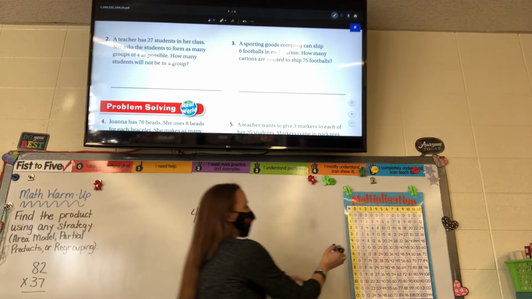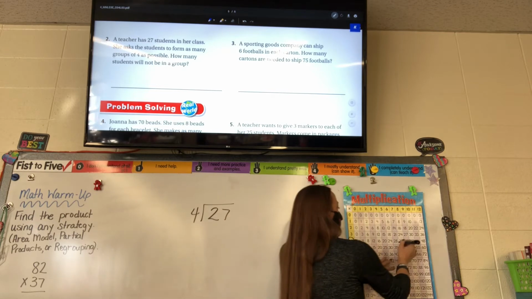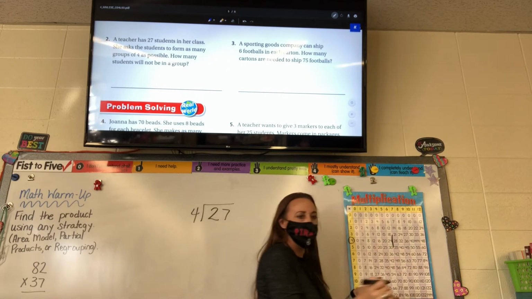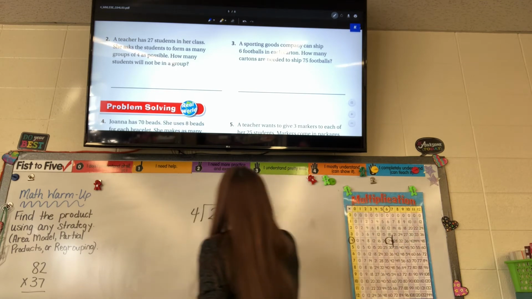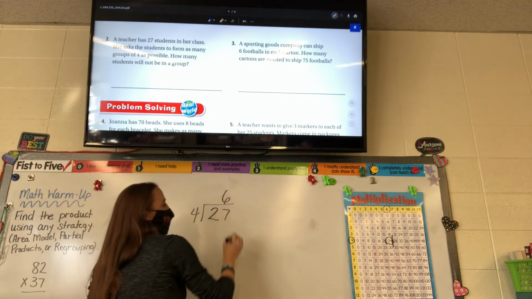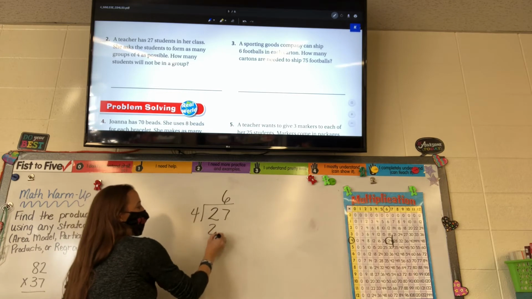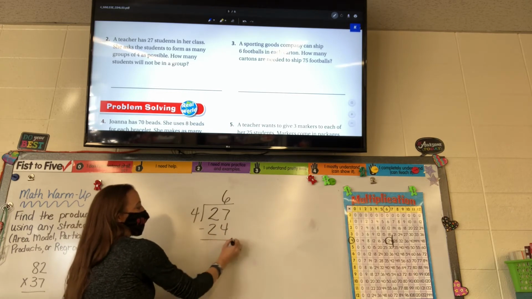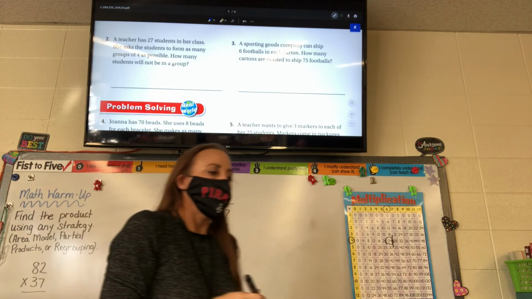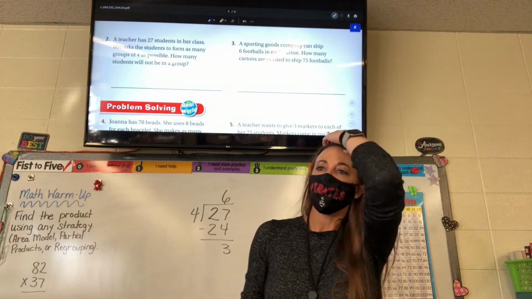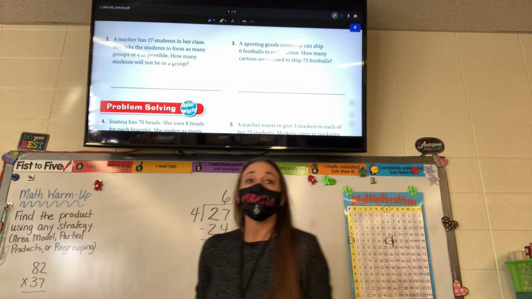So we're going to go to the 4 row and we're going to look for 27. It would be right before 28, right? Look to the left, circle, go up, circle. What do we write on top? 6. What do we write under the 27? 24. 27 minus 24 means there's 3 left over, right? So how many students will not have a group? 3, that's your answer.